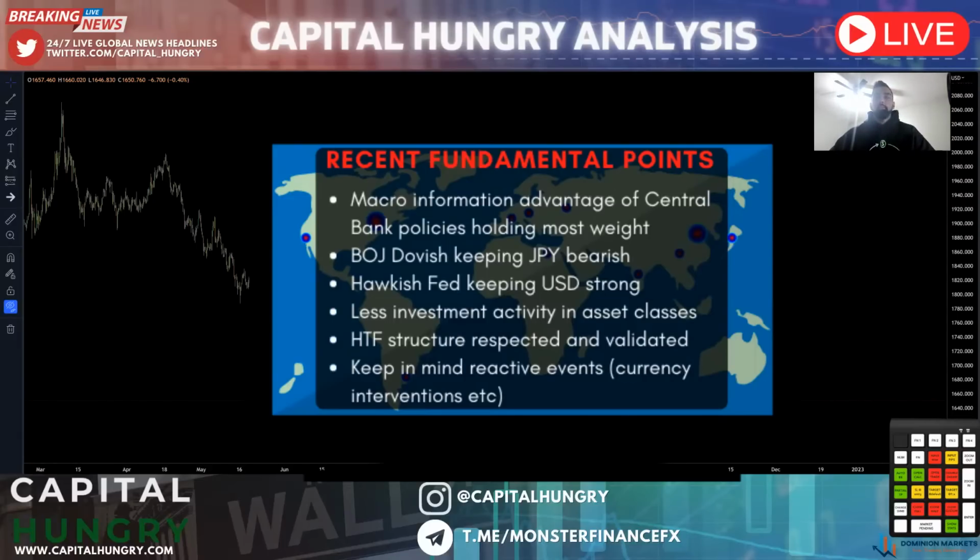This is the main reason we've been playing gold sells for the last year, GU, EURUSD sells, US30 sells, USDCAD buys, and of course playing that dollar correlation. So the macro information advantage of central bank policies is still holding the most weight. Bank of Japan is dovish, keeping the Japanese yen very bearish, as confirmed by Bank of Japan's Kuroda. Japanese yen is hitting very aggressive, higher time frame lows in a very volatile fashion. We will have to keep in mind some reactive events such as the Japanese government currency interventions that can possibly be happening in the next week or two, even over the next couple of nights.